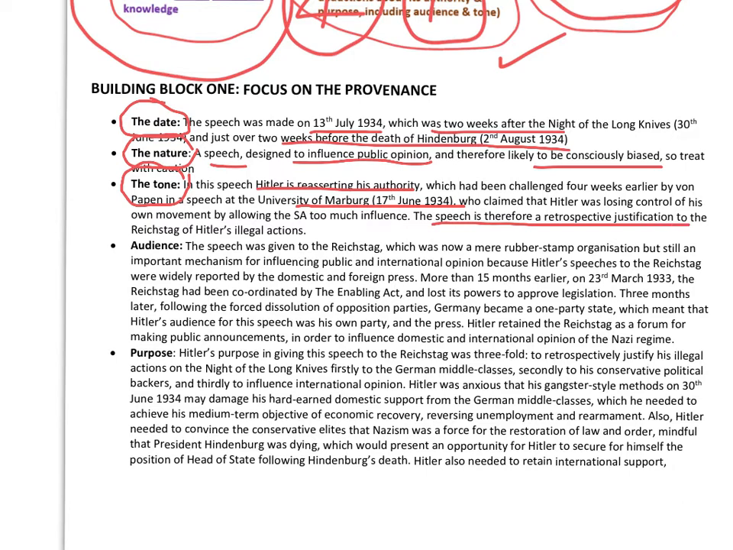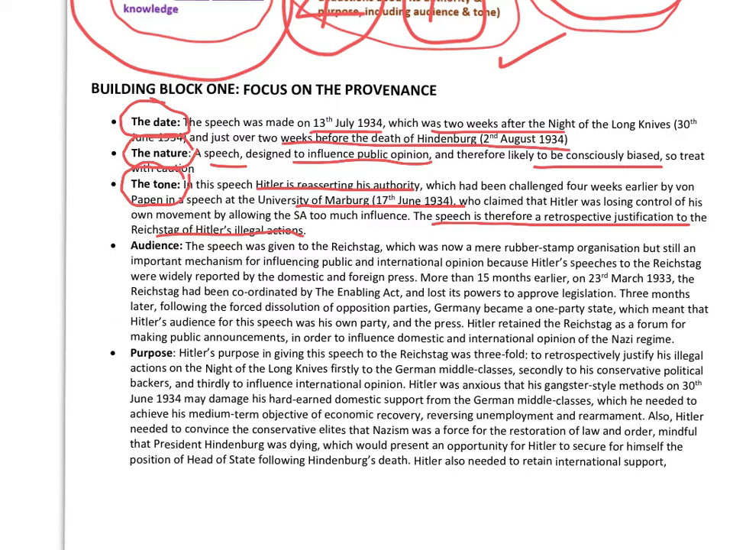Hitler is trying to retrospectively, in other words after the event, justify the actions he took on the Night of the Long Knives. Obviously, he wants to create an impression to the Conservatives that what he did was not uncontrolled violence. It was in fact completely the opposite.